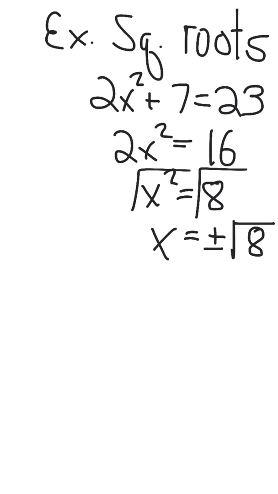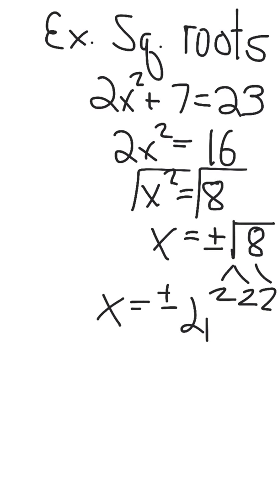Well, you could simplify that a little bit further, right? So x equals plus or minus, then 8 could be 2 times 2 times 2. So it would be plus or minus 2 square root of 2. That's your technical answer in the end. So these are the 5 different ways you can solve quadratic equations. I hope you learned something from this video. All right, thank you.